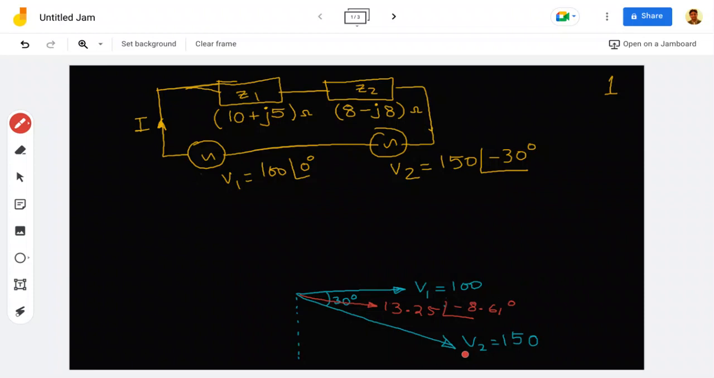Now, next question I can ask is, what is the voltage across Z1? How much voltage is dropping across Z1? Even before that, I can ask another question. What is the total voltage applied to the circuit? The addition of these two vectors, okay, this one and this one. So let us do that first.